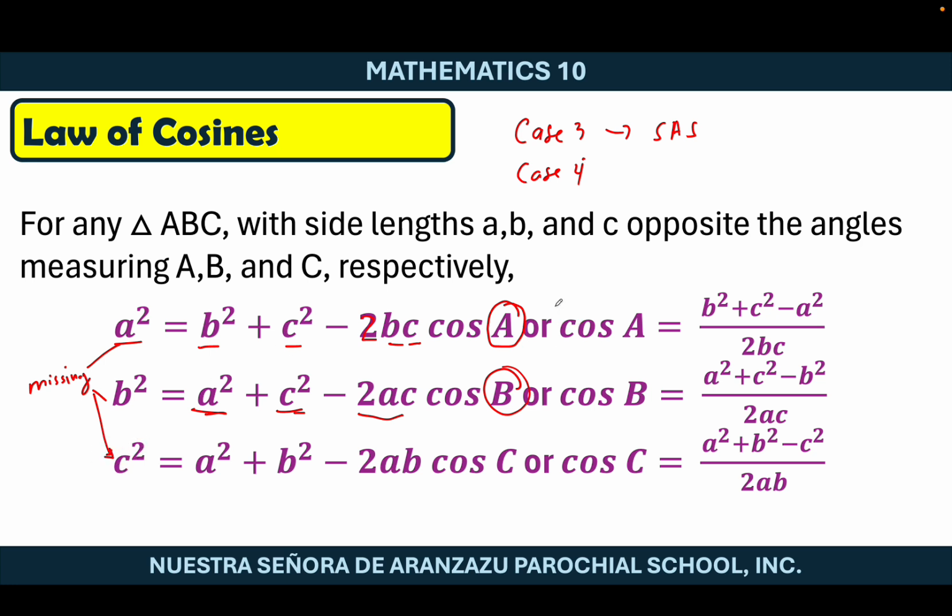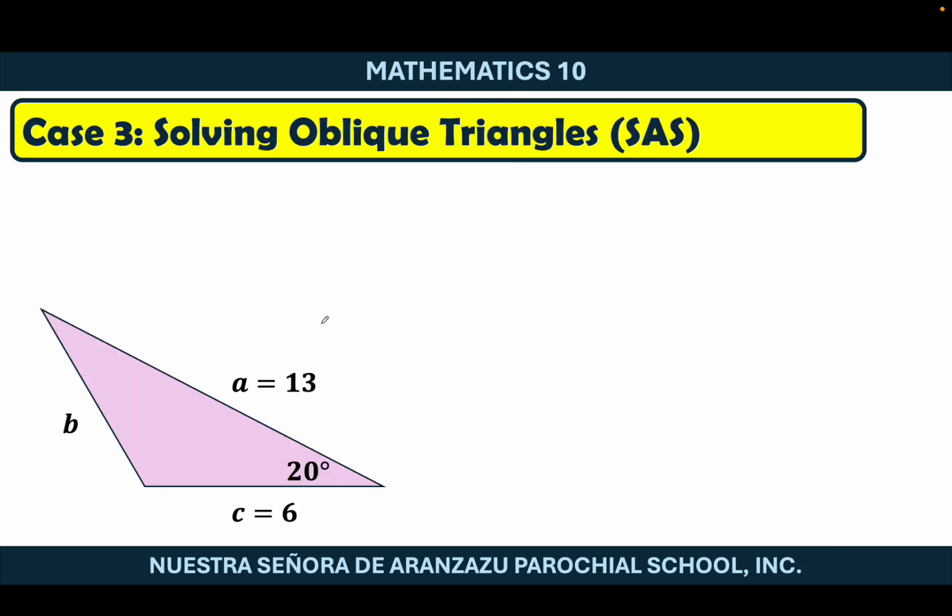Now, itong part na to will be applied on the case 4, which is the 3 sides are given. So, dito, wala kang angle na given. So, kailangan mo ma-solve yung measure na angle niya using this law of cosine or the cosine law. Okay? Basically, na-derive tong mga formula na to dito sa original na formula natin.